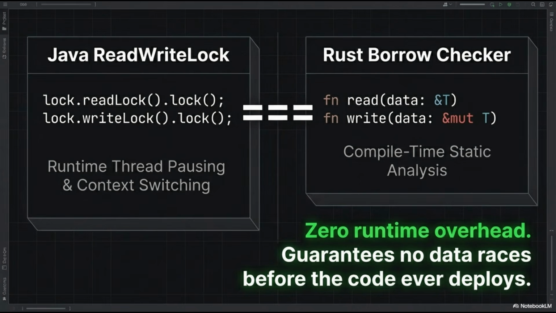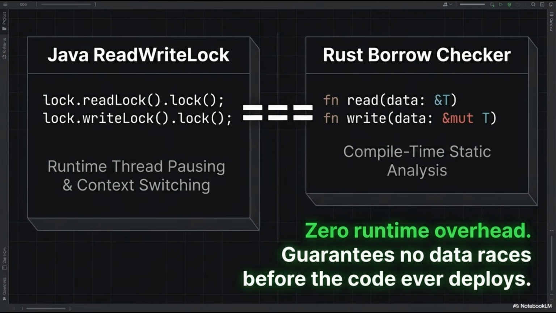But this leads to a massive point of frustration for beginners. I can hear the listener asking, why is Rust being this aggressive? Yeah, people get really mad about it. Because if I'm writing a simple, single-threaded script, I don't need a reader-writer lock. There are no threads to race. Why won't the compiler just let me have a mutable reference and an immutable reference at the same time?